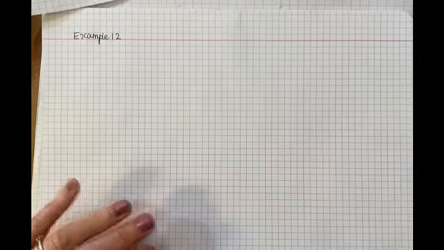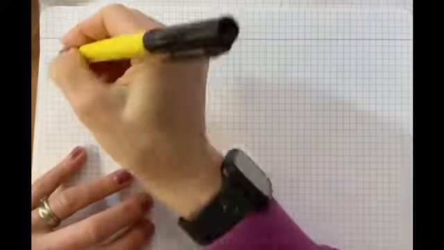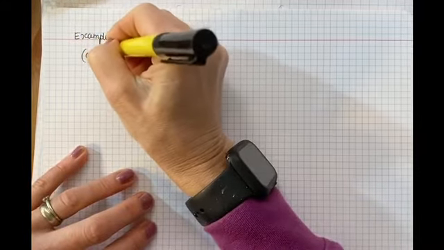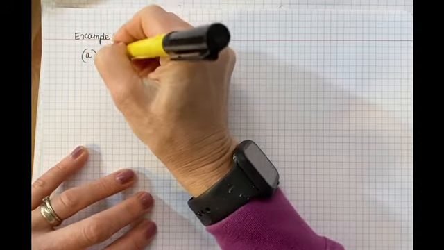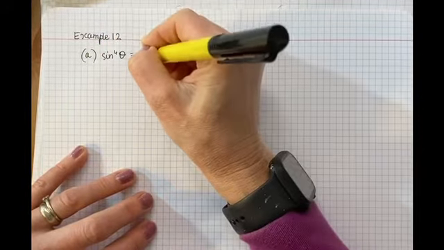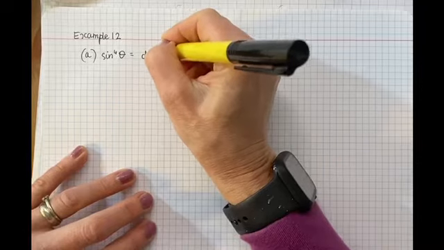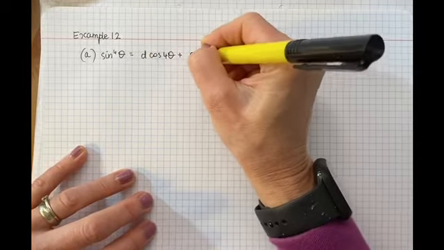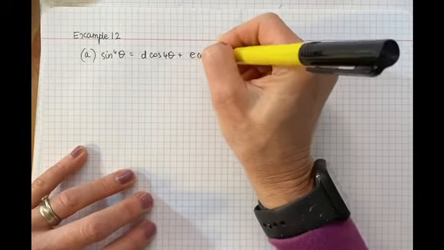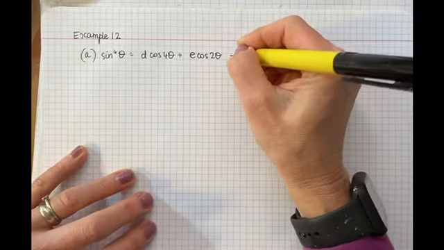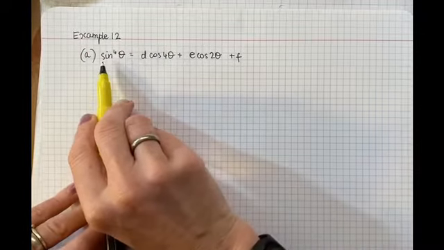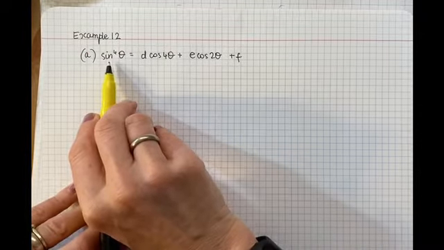Okay, let's go through example 12. This time we've got to find the identity for sine to the power of 4 theta. So we are going to look for this expression and finding the values of D, E and F. Okay, so clearly here we've got to use the identity involving sine.